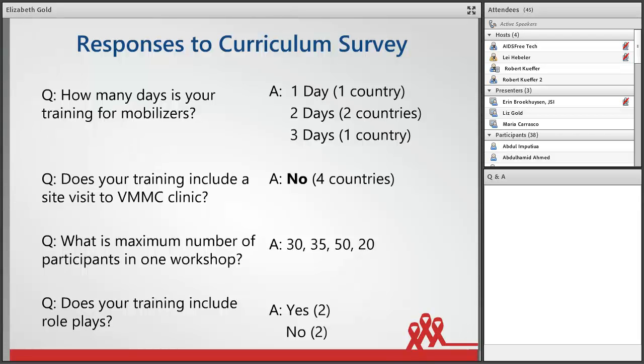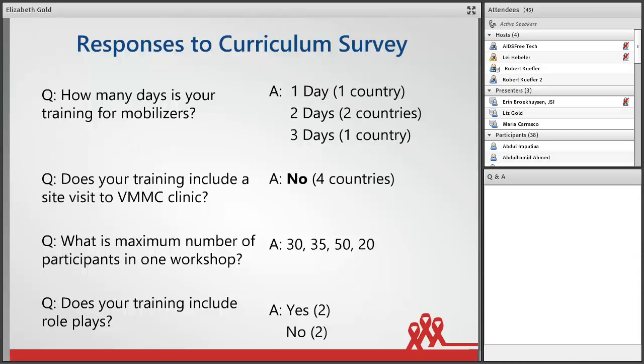So first, why did we decide to develop this curriculum? Everyone has their own training curriculum, right? But given the critical role of community mobilizers in generating demand, we decided to take a closer look at how our AIDSFree country programs were training their mobilizers. Those countries are Tanzania, Malawi, Mozambique, and Namibia.